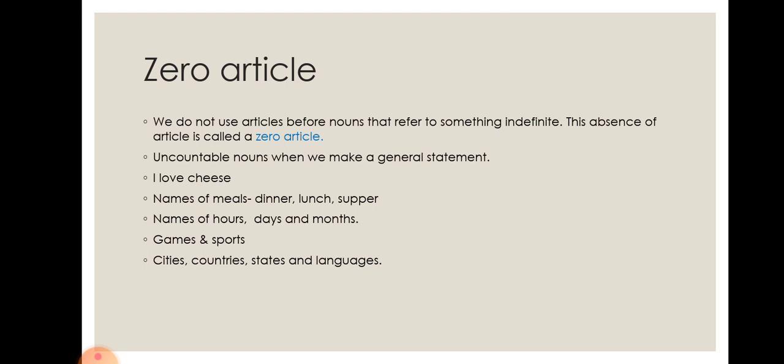So what is called the zero article? The name itself is so tricky, right? It creates some amount of curiosity among us, right? Zero means nothing. So no article means zero article. That is called zero article. Just look at the example. The definition: we do not use articles before nouns that refer to something indefinite. This absence of an article is called a zero article.